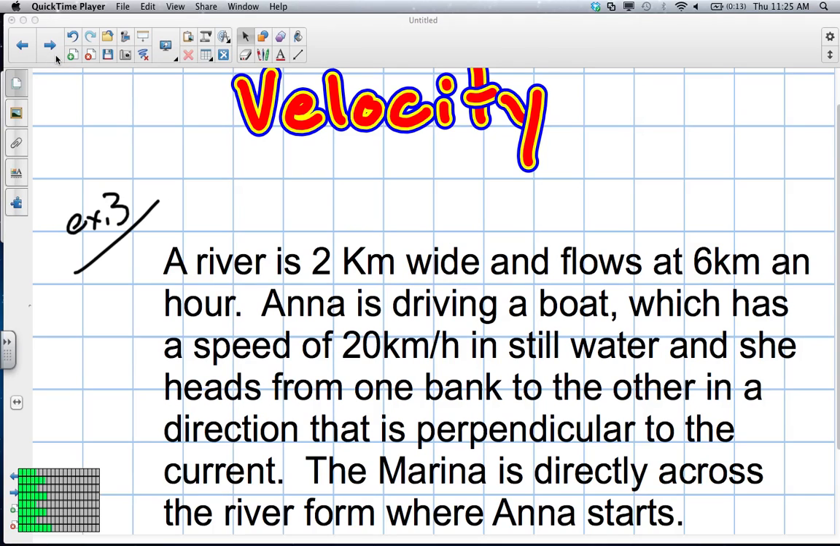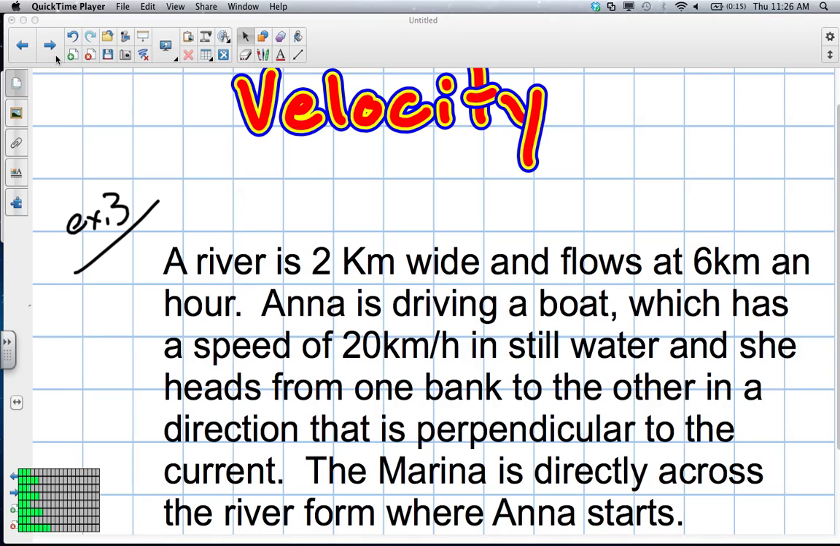Okay, this is lesson 7.2, velocity. This is the third example. The other example is very similar to things we've done before, so we're going to focus on this one. It's a little different. A river is 2 kilometers wide and flows at a rate of 6 kilometers an hour.